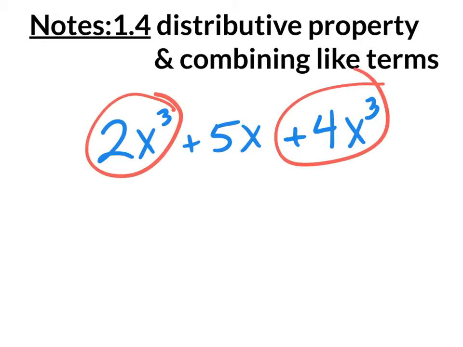Now, when we say combine, we are not multiplying. When we combine, we're actually thinking of money. And that's why whenever I circle, I include the sign that's in front, because that tells me if I have or if I owe. This is a positive 2x to the 3rd, so it's kind of like I have 2 of these x to the 3rds, and I have 4 more of these x to the 3rds. How many actual x to the 3rds do I have? A total of what? 6 of those x to the 3rds.